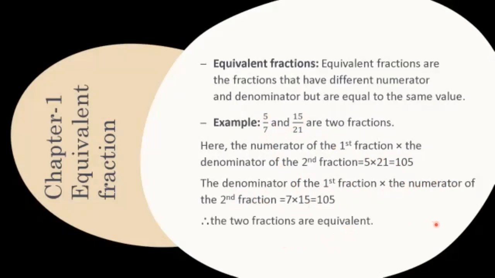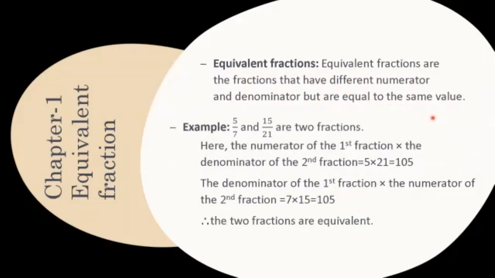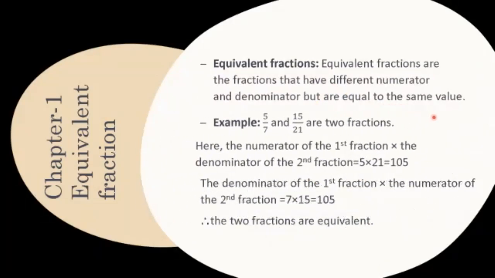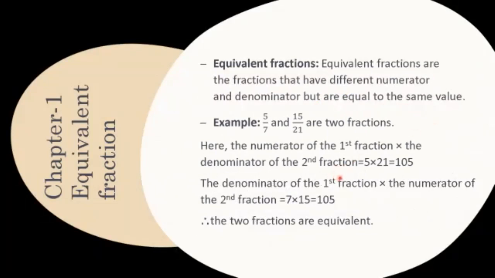In this way we can find out whether two fractions are equivalent or not. Equivalent fractions have different numerators and denominators but are equal to the same value. In this example, the numerator of the first fraction multiplied by the denominator of the second is 5 multiplied by 21, that is 105, and the denominator of the first multiplied by the numerator of the second is 7 multiplied by 15, that is 105. Therefore the two fractions are equivalent.